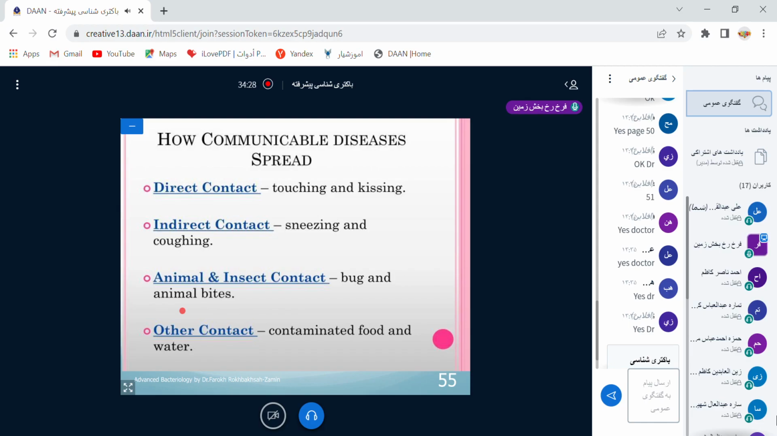Other contact: contaminated food and water. Food is rich in nutrients, and water is a good source for many infections. Many infections can very easily be supported in food and water, be transmitted, and make a person sick. For example, when you're eating dinner or lunch, if something is extra, you put it in the refrigerator, because if it remains outside, the small microbes present there grow and infect it. And sometimes the problem is related to food handlers, who sometimes infect the food with some microbes.